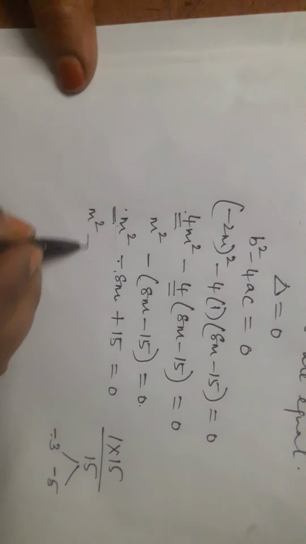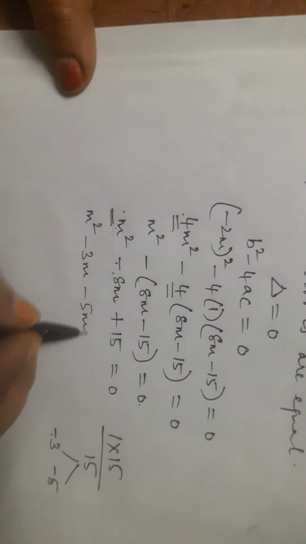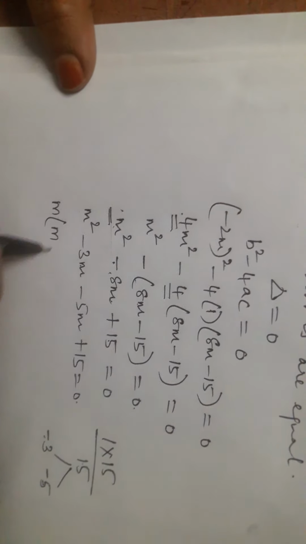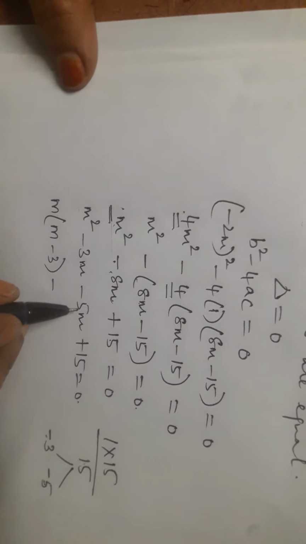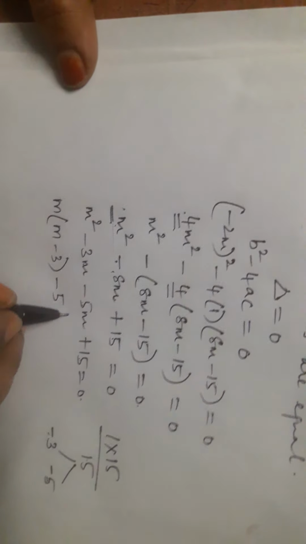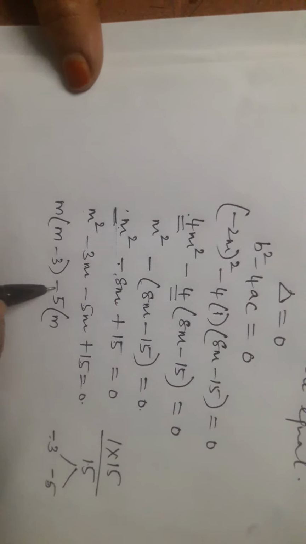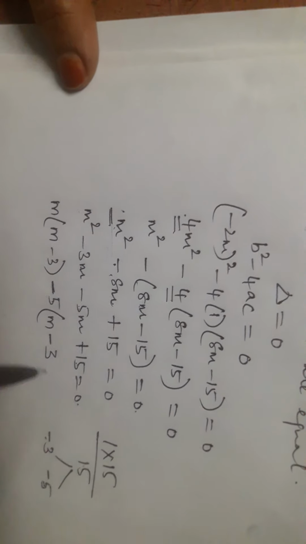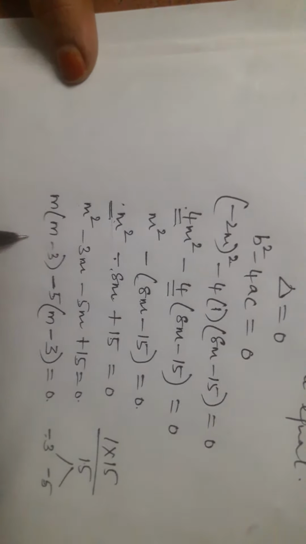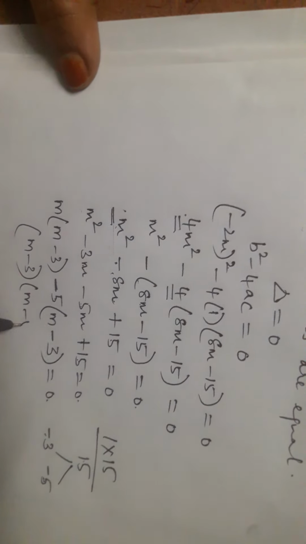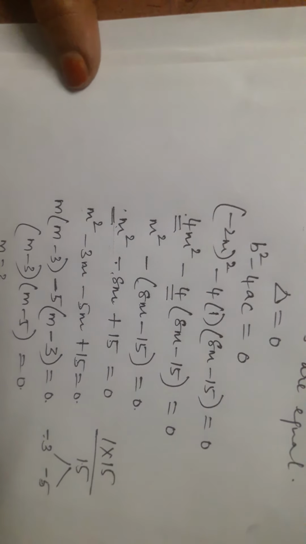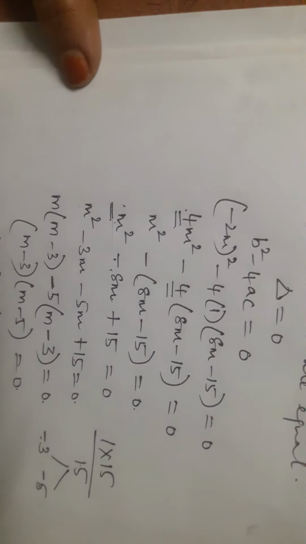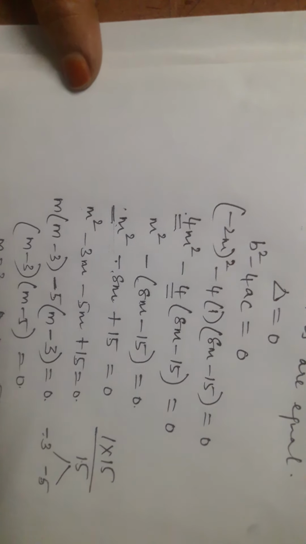So m square minus 3m minus 5m plus 15 equal to 0. We are taking m common. So m into (m minus 3) from the first two terms, and from the next two terms I am taking minus 5 common. So here only m is left. Taken minus sign, so plus will change to minus. 5 into 3 will give me 15 equal to 0. So (m minus 3) into (m minus 5) equal to 0. So m equal to 3 or m equal to 5. So solution set of values of m is m equal to 3 or 5.